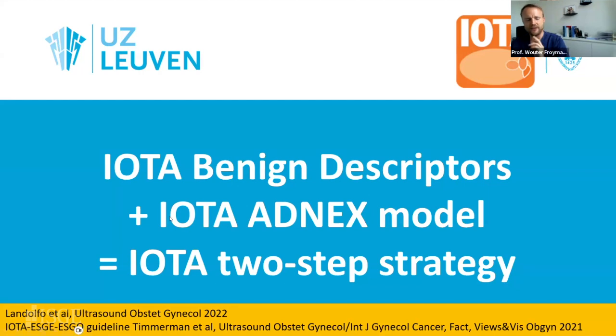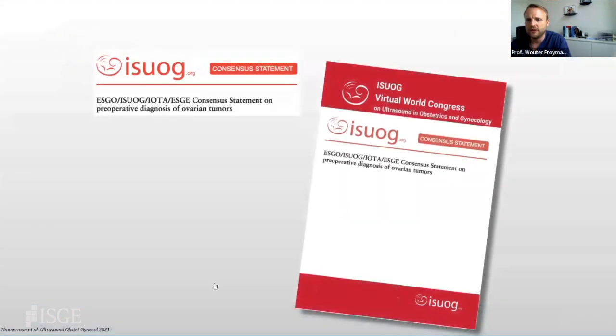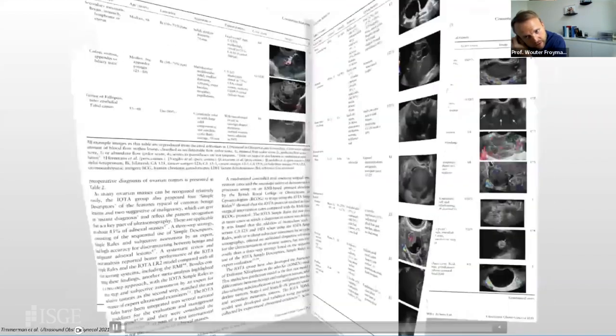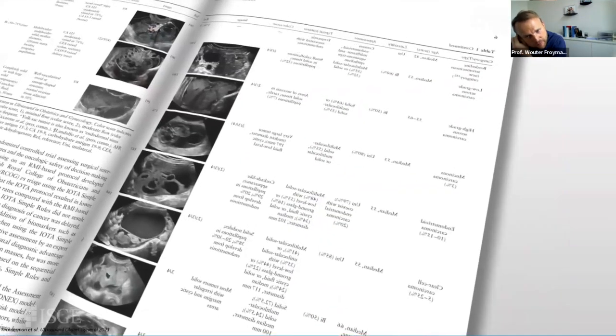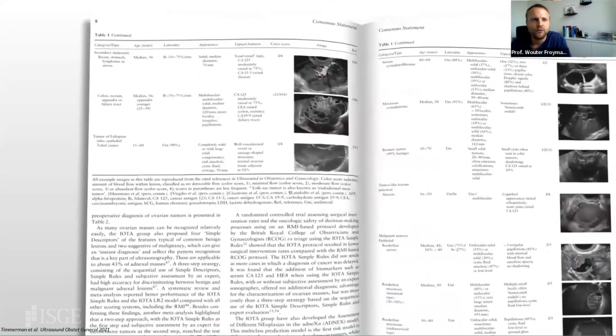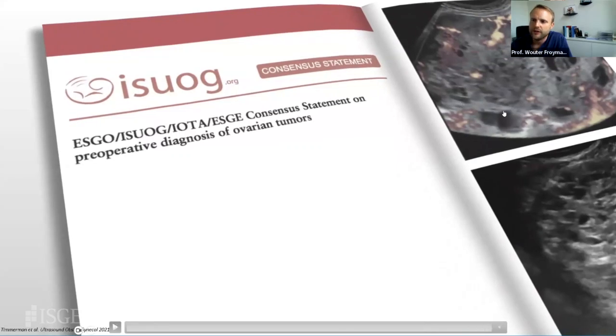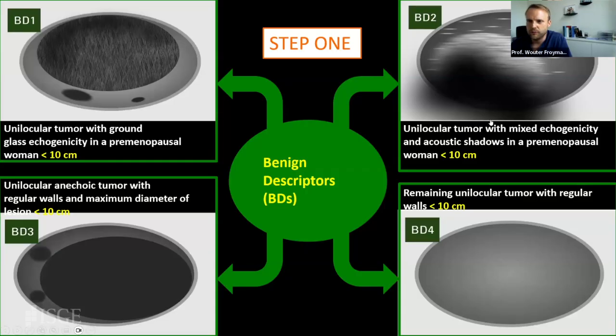So the two steps consist of first the application of benign descriptors, and then in the second step, the use of the ADNEX model in the so-called two-step strategy. So this consensus has been published and is accessible through the different journals that have published it. So I can really recommend you to read this paper because it also consists of chapters on the different types of ultrasound findings on different types of ovarian tumors.